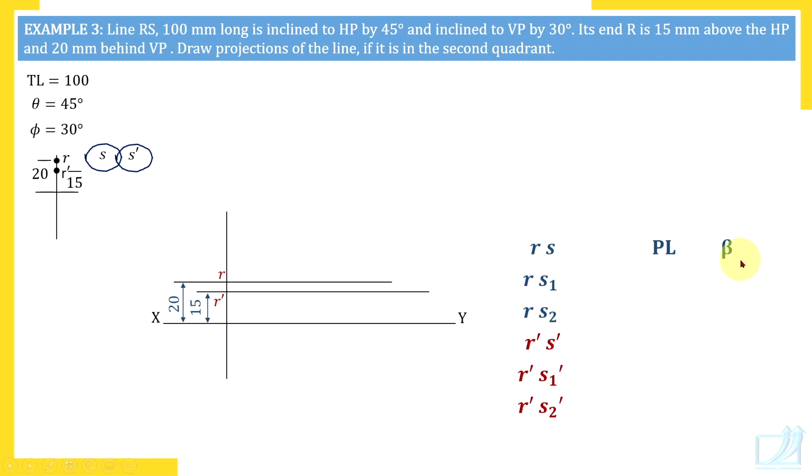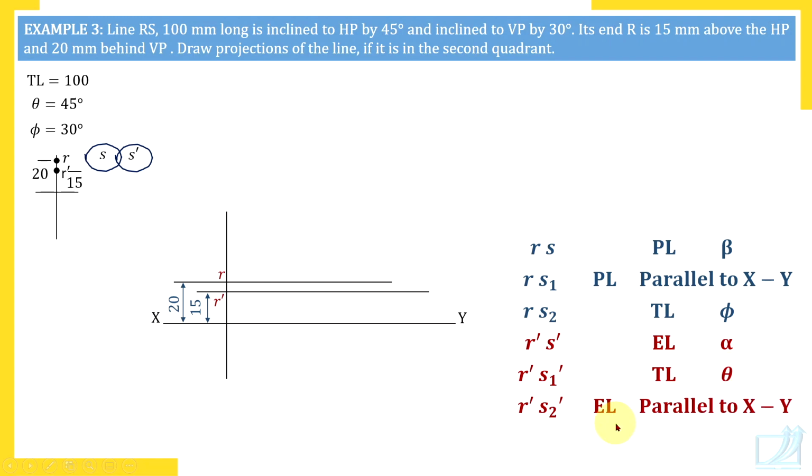RS has length PL and beta. RS1 has length PL and it is horizontal, and RS2, remember, top view with suffix 2 has true length and true inclination. So in general, remember beta and phi top view angles. Beta is the actual top view angle and phi is the true length top view angle. R dash S dash has length EL and alpha. R dash S1 dash, front view with suffix 1, is true length and shows true inclination. And R dash S2 dash has length EL and it is parallel to XY line.